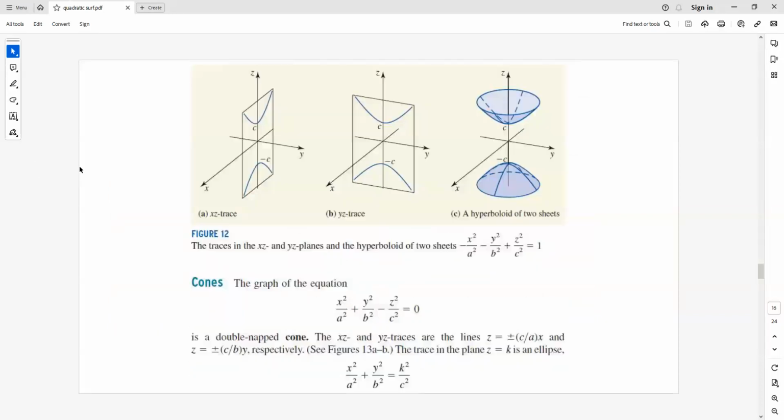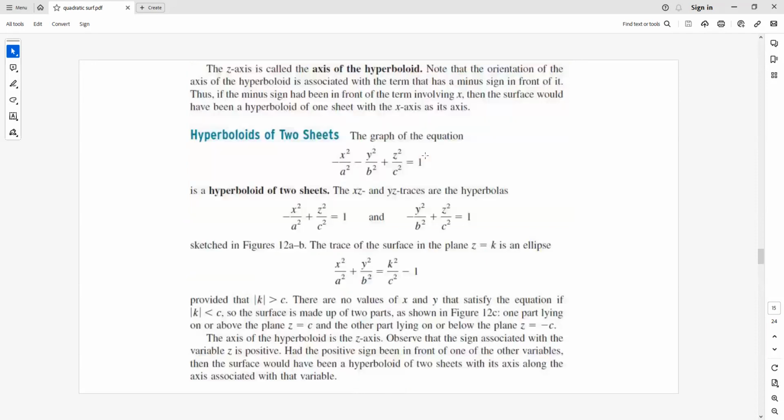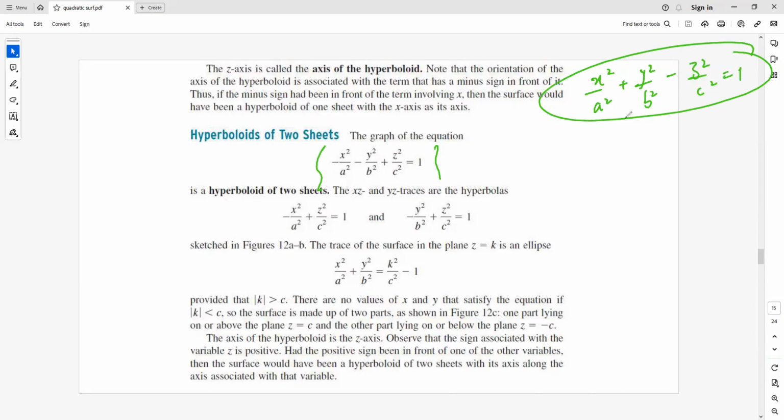Okay, now this one here is called a hyperboloid of two sheets. The equation of this surface is given by this formula. The difference is that here we have x negative, y negative, and z positive. But in the previous case, the hyperboloid of one sheet, we had x positive, y positive, and only z negative. For the hyperboloid of two sheets, both x and y are negative and z is positive.